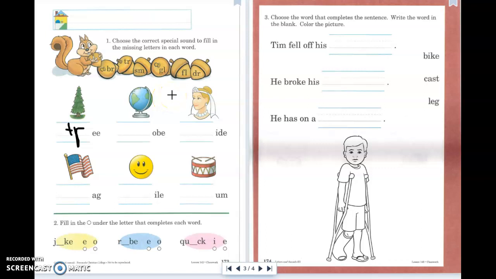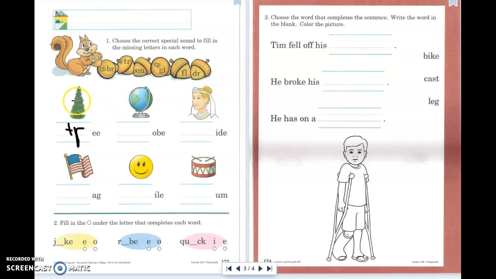Okay, guys, for our phonics lessons, pages 173 and 174, let's look at the top here, and we're going to see that this squirrel has a bunch of acorns, and each acorn has a different blend in it. The first one has BR, which says br. The next one has TR, which says tr. Then we have SM, which says sm. We have GL that says gl, FL that says fl, and DR that says dr.